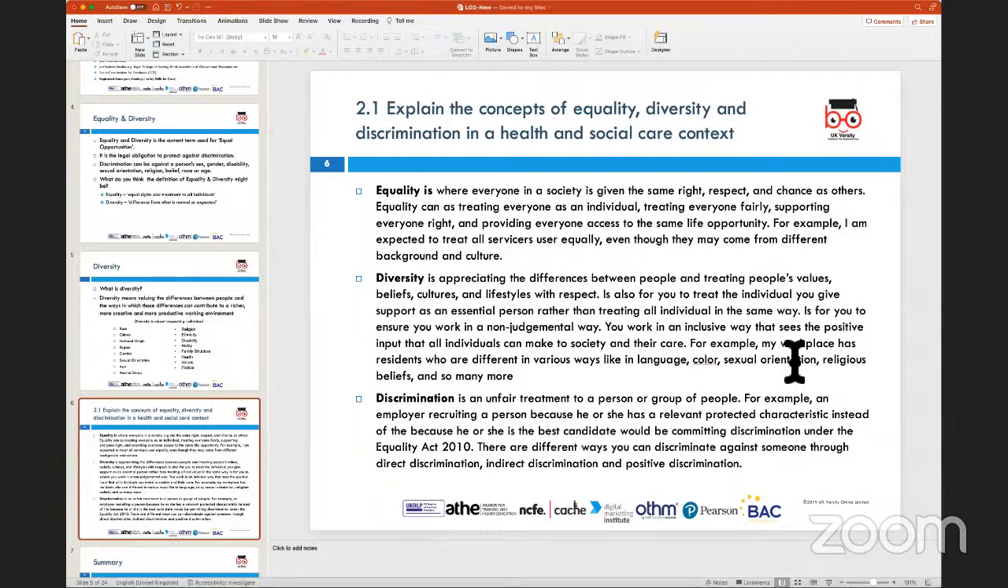Now, this would be seen as discrimination, and the job advertisement would have to be taken down. But in a health and social care context, discrimination is when an individual is treated less favorably due to their personal characteristics such as race, religion, disability, or sexuality. Now, this can result in poorer health outcomes and a lower quality of care being provided.